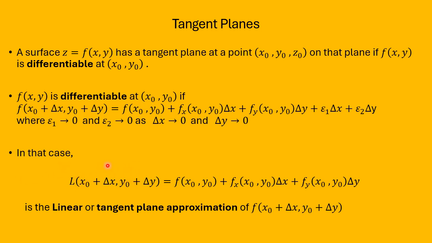So this tells us, looking at what we have up here, approximately what the value of f at these coordinates would be. So this function is called the linear approximation or tangent plane approximation of f at the point (x0 plus delta x, y0 plus delta y).